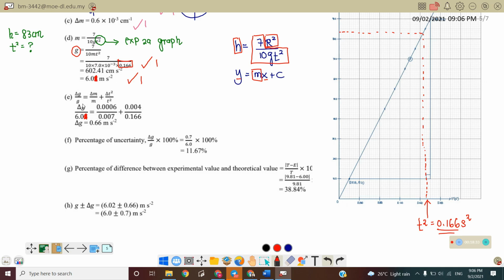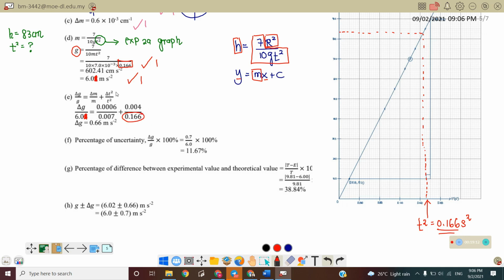Based on the home-based experiment, usually we will not ask you to calculate the uncertainty delta m, because usually when doing in the lab, we will ask you to calculate the uncertainty. Because this data gives the delta m, you need to find the delta g as well. So delta g equals delta m over m plus delta t square over t square. t square we know is equal to just now 0.166.